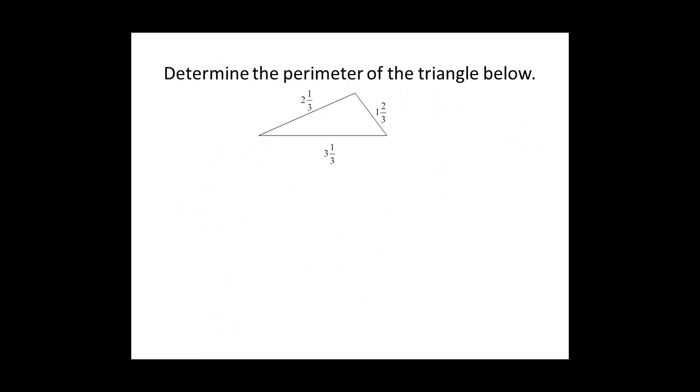Determine the perimeter of the triangle below. Remember, perimeter is the sum of the lengths of all the sides of an object. So what we need to do is we need to add all of the sides together. I will write this vertically, lining up the fraction part and the whole number part.